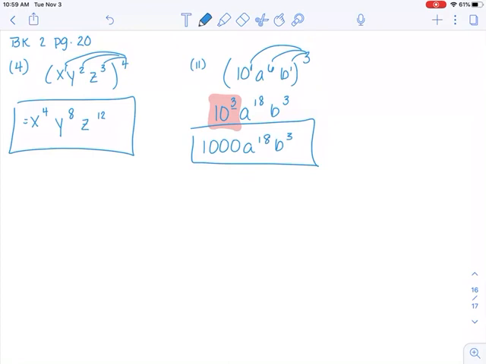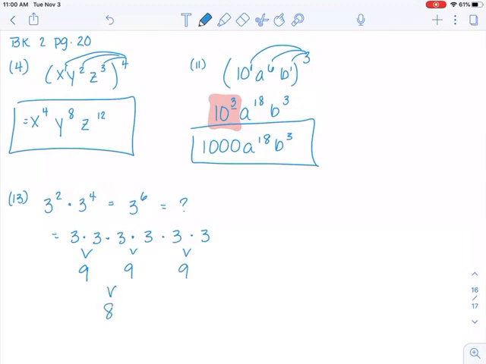number at the end. So for example, on number 13, they give you 3 squared plus 3 to the 4th. They want you to know that, yes, you add them and you get 3 to the 6th, but they also want to know what that final number is going to be. So it's going to be 3 times 3 times 3, 1, 2, 3, 4, 5, 6 times. 3 times 3 is 9. 3 times 3 is 9. 3 times 3, again, is 9. And then 9 times 9 is 81.